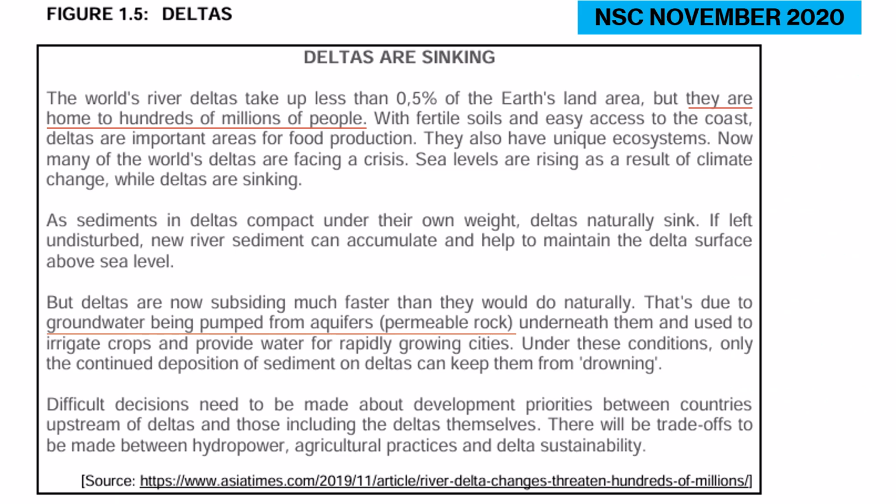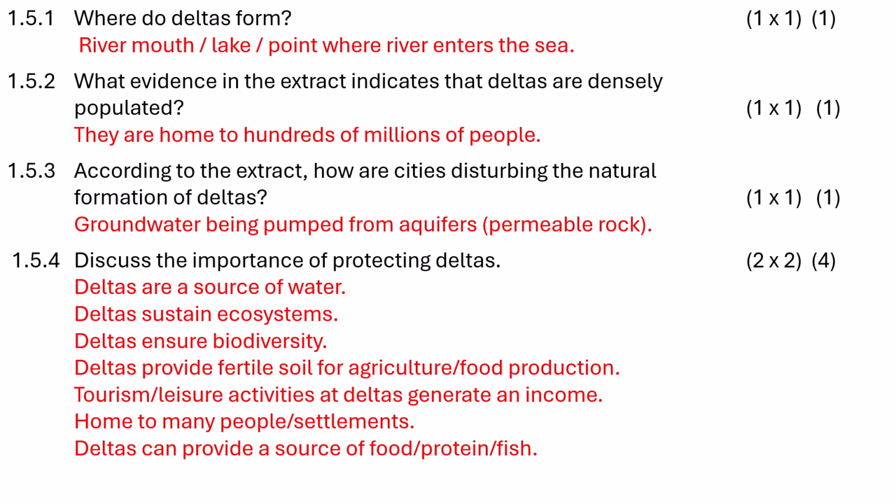The following question comes from November 2020, paper 1. I've underlined the sentences we will require in order to answer the questions on the following slide. So question 1.5.1, deltas form at the river mouth or a lake or a point where the river enters the sea. Any one of those options would have been awarded 1 mark. Evidence from the extract that indicates that deltas are densely populated. The extract says that deltas are home to hundreds of millions of people.